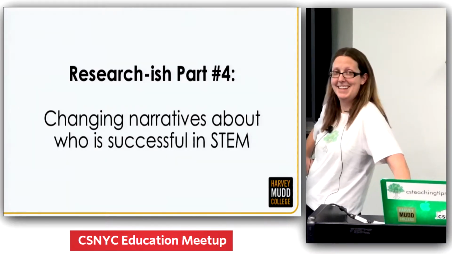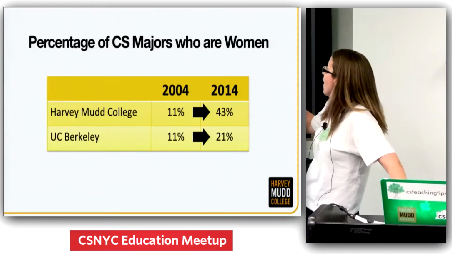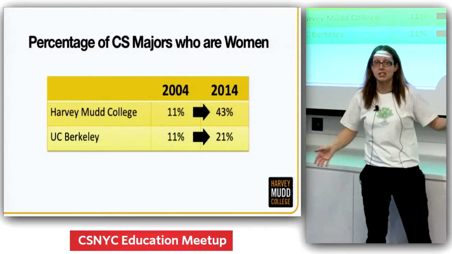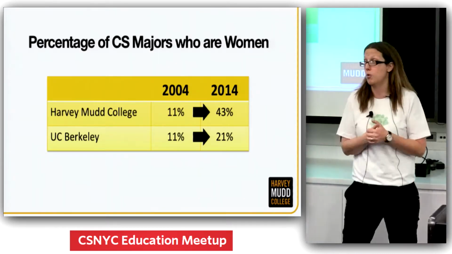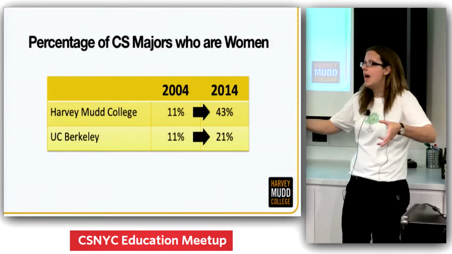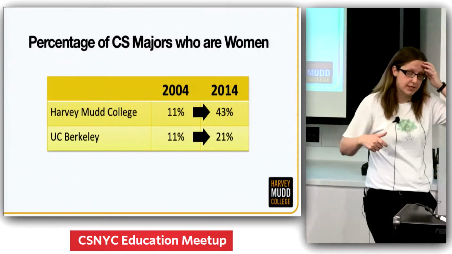Thank you. Okay. Harvey Mudd and Berkeley, which is another place I was, used to not have a lot of women, about 11% women in 2004. And then come 2014, Harvey Mudd had 43%, and UC Berkeley had 21%.